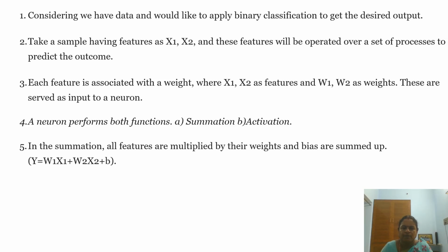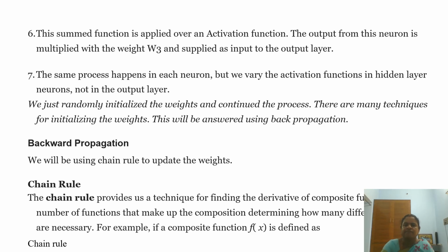A neuron performs both functions, that is the summation function as well as the activation function. In the summation, all the features are multiplied by their weights and the bias is summed up. It is y equal to w1 into x1 plus w2 into x2 plus b, where b is nothing but the bias. This summed function is applied over an activation function. The output from this neuron is multiplied with the weight W3 and supplied as an input to the output layer.